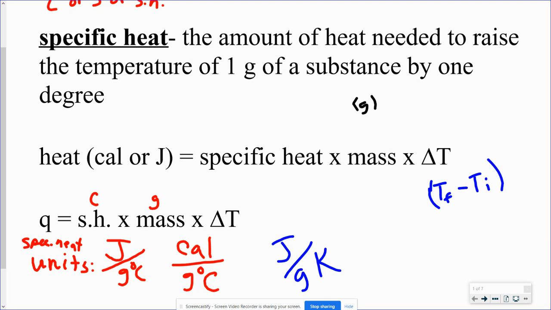And specific heat has 3 different units because it has to match the other units in the equation. So if heat is in joules, specific heat has to be in joules. If heat is in calories, then specific heat has to be in calories. Mass is always in grams. And like I said, temperature really doesn't matter if it's degrees Celsius or Kelvin.